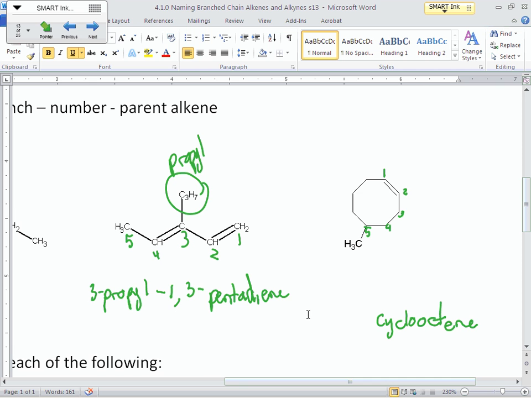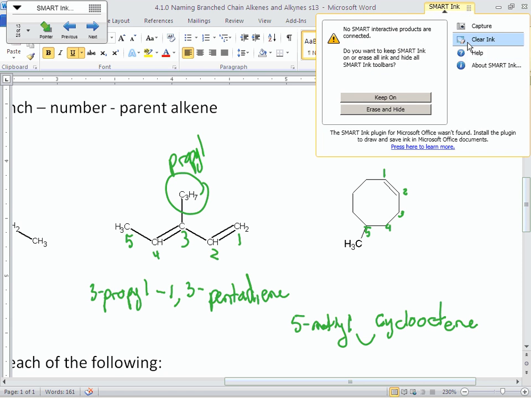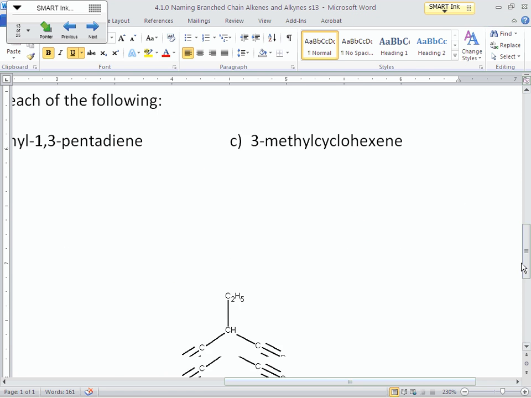And this is a 5-methyl. Oops, no dash in there because it's a continuous word. So 5-methylcyclooctene, and I did a really bad job of trying to get that to come together, but if you have a space in there too, I'm not concerned about that. Okay? All right, that's a fun one. Let's clear the ink. Let's move along to the next one.